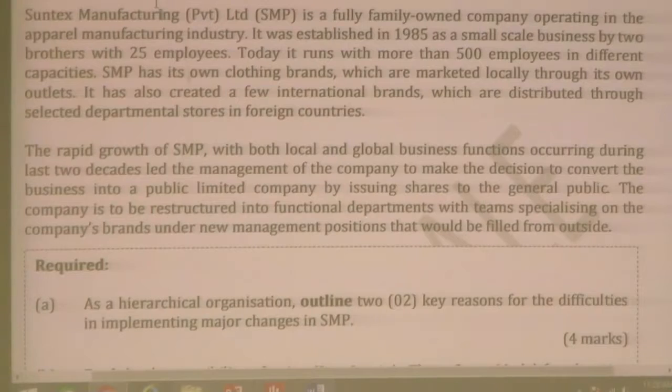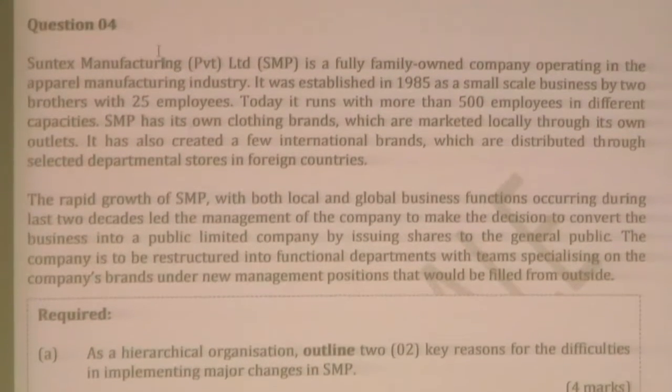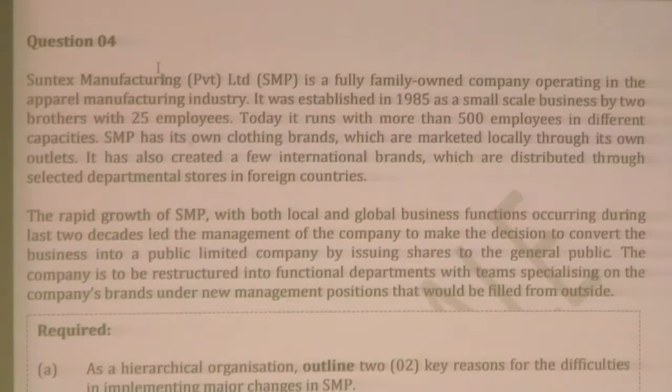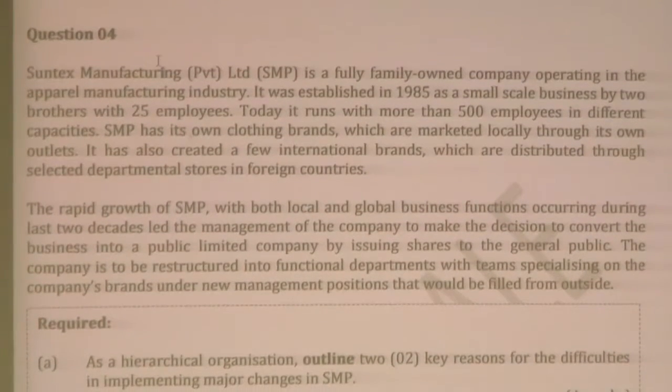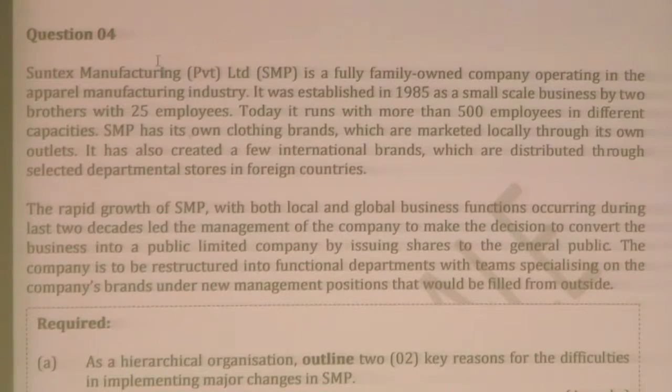It says, Suntex Manufacturing Private Limited. In the future, we will be calling this SMP. It's a fully family-owned company operating in apparel manufacturing. They're fully family-owned, you should have an idea, guys. Lanka has many family-owned companies. If you take Vogue Jewelers, it is owned by the Hemachandra family.